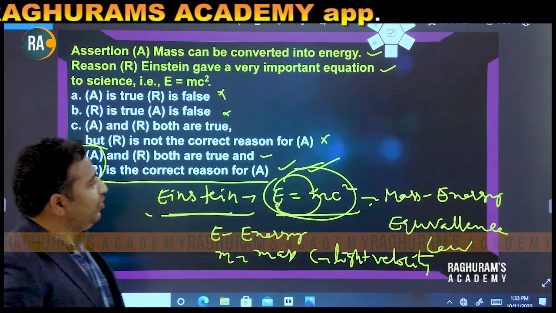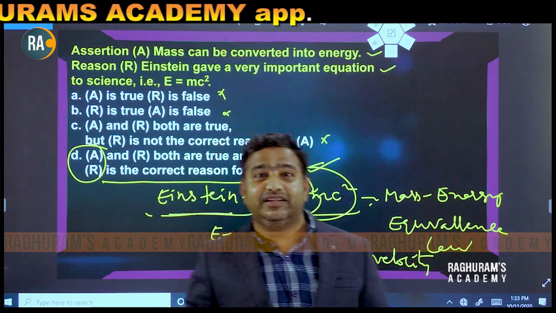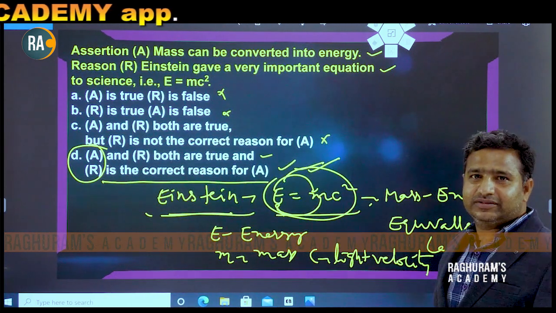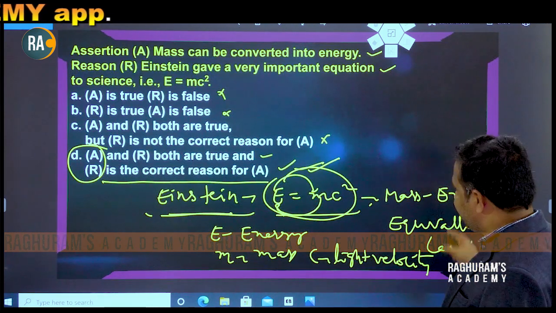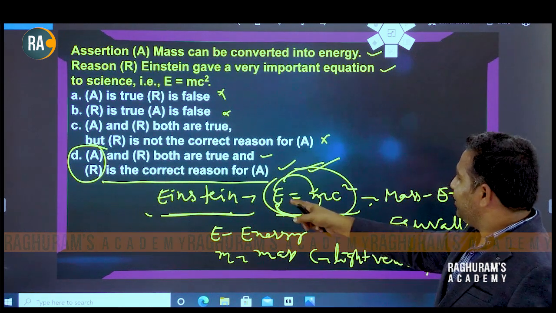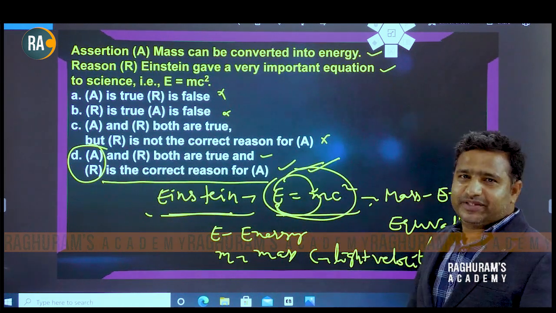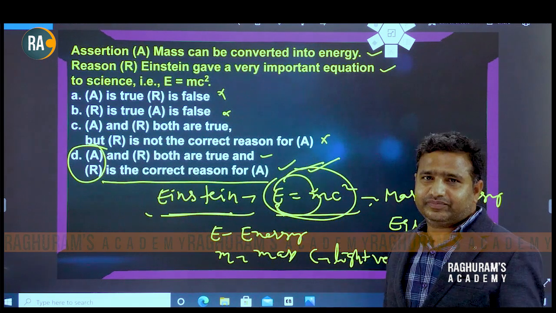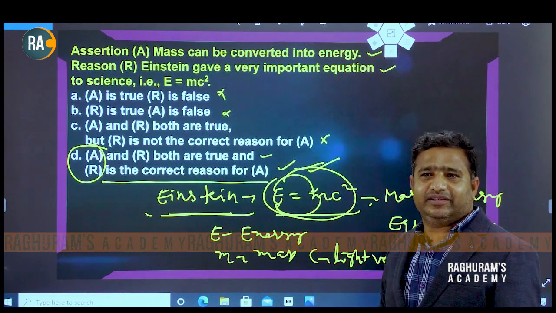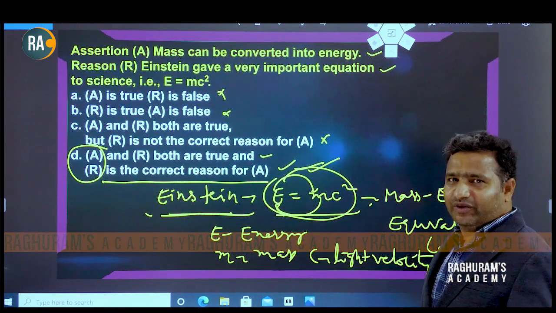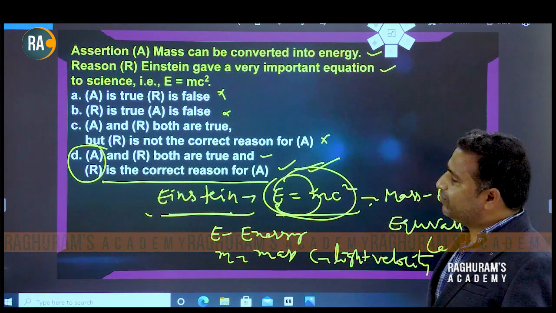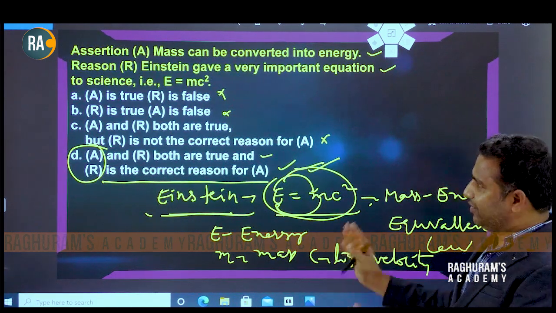After this, sometimes the question is asked in the form of: who proposed the mass energy equivalence law? That is a way of questioning. The mass energy equivalence law was proposed by Einstein. Who gave the equation E equal to mc square? That is also Einstein. Or, E equal to mc square belongs to which scientist in the following? That is also Einstein. So there are different types of questions.